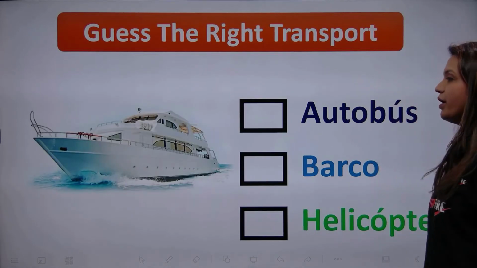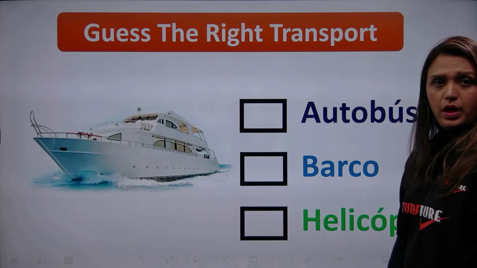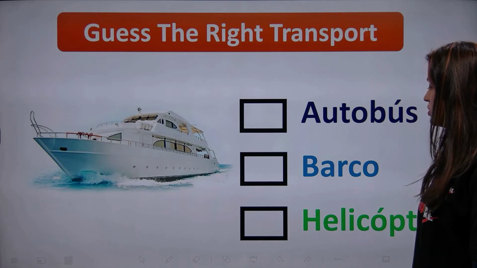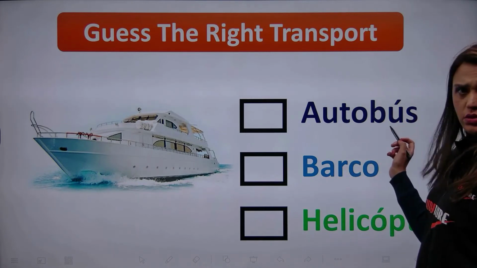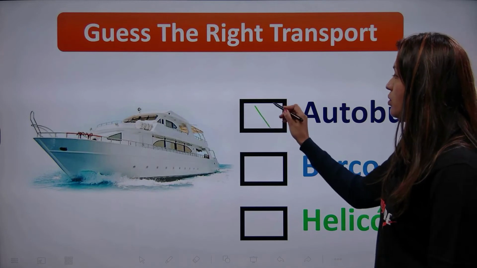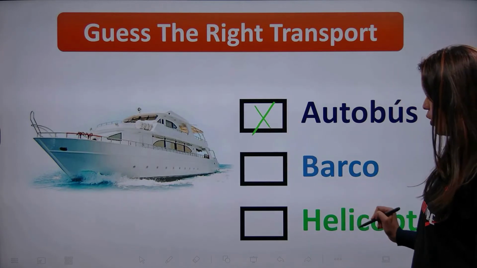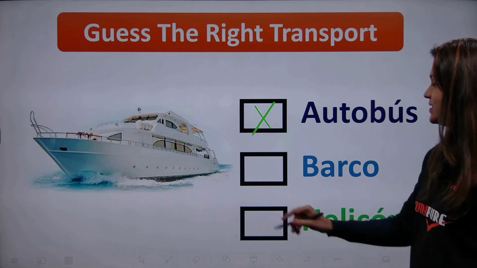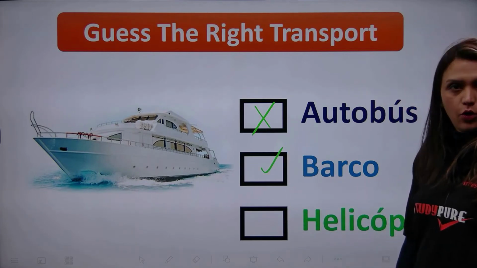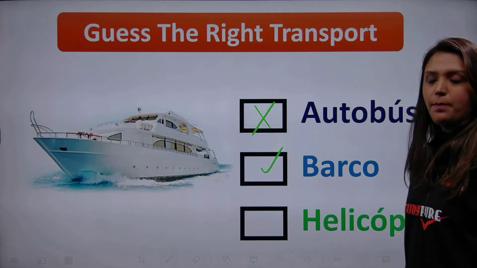Now we have a ship. And how do we call a ship in Spanish? Autobús? No. Barco or helicóptero? Yes, it's a barco. That's correcto. Barco.